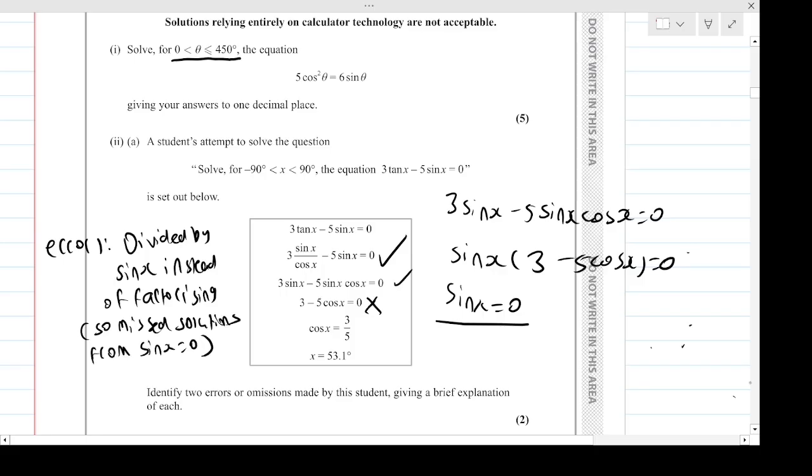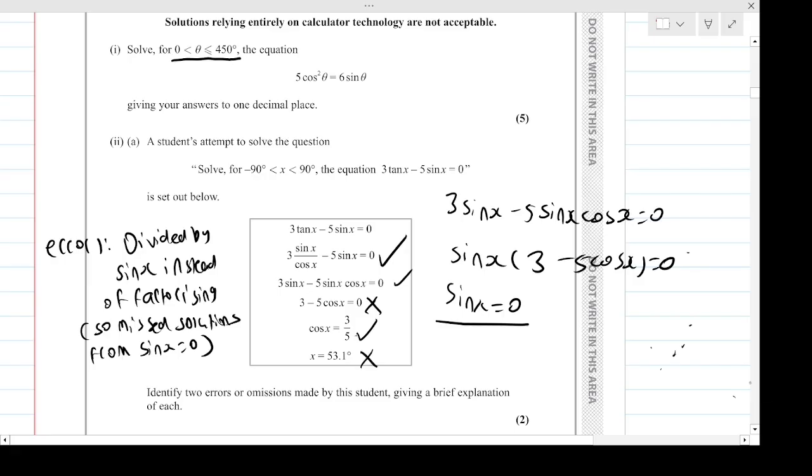Okay, then they appeared to rearrange the equation to solve for cos x. It is 3 over 5. That's actually correct, because then 3 is equal to 5 cos x. Divide by 5, you get 3 over 5. Then they got this solution. So I presume they did inverse cos. If we did inverse cos of 3/5, you do indeed get 53.1, right? That is actually correct, that solution, but what is incorrect is that it's not the only solution. So this last step is wrong.